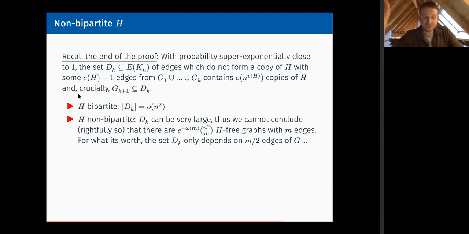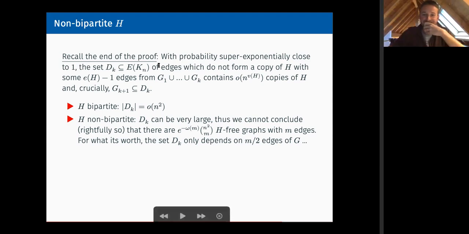So for what it's worth, I just noticed that this last set D depends only on m half edges of G, and it has very few copies of H. Now, by choosing the constants differently, you can get that the set D only depends on some epsilon m edges of G, and it has little o of n to the v(H) copies of H. Now, what does that remind you of? Rob, you're in the audience. Does that remind you of something? The removal lemma.